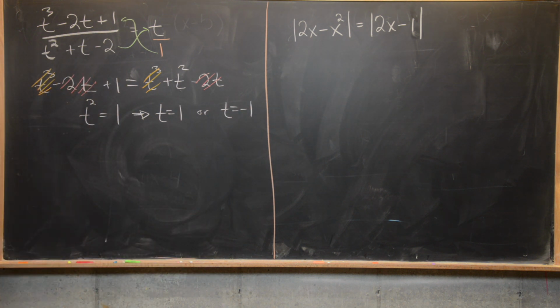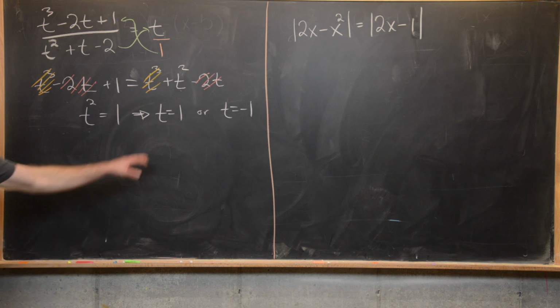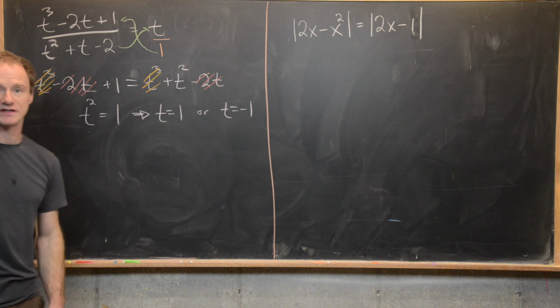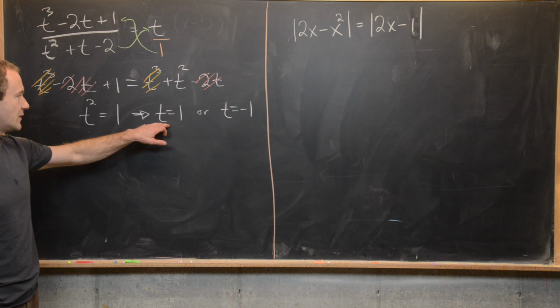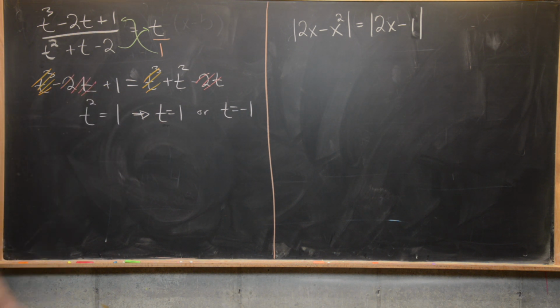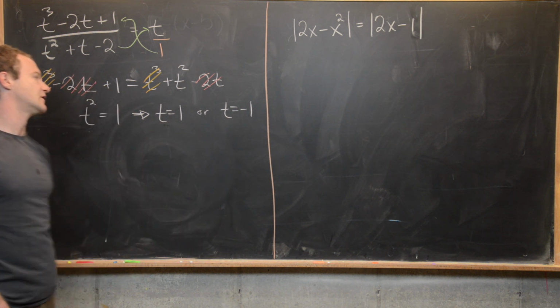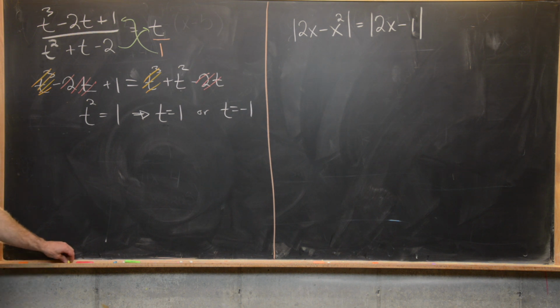But in fact, we're not quite done, because whenever we have an equation involving rational expressions, we have to check that our solutions did not cause zeros to appear in the denominator of our original equation. So notice in our original equation, we only have one thing in the denominator. That's this t squared plus t minus 2. So we need to check if we plug t equals 1 into this, do we get 0? If we plug t equals minus 1 into this, do we get 0?